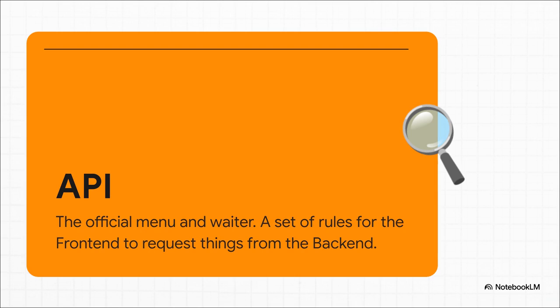In our restaurant, the API is really two things at once. It's the menu and the waiter. The menu tells the dining room what the kitchen can make. And the waiter is the formal process you have to go through to actually order it. It's basically the official set of rules for how these two are going to communicate.